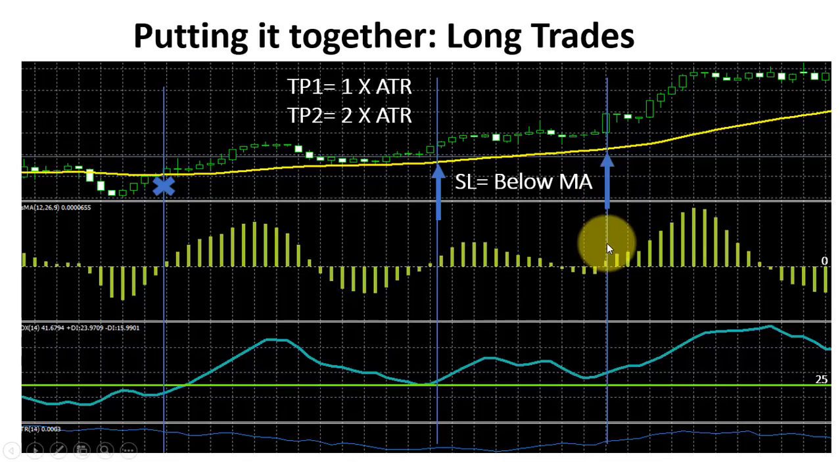Yes, a valid trade. So each time we take a trade, we set our stop loss below the moving average, and our take profit, as we said, is 1 multiplied by ATR. TP2 is 2 multiplied by ATR. For example, if you are trading a standard lot of one lot, you close 0.5 lot at TP1, half of your trade, then the remaining half of your trade you close at TP2.